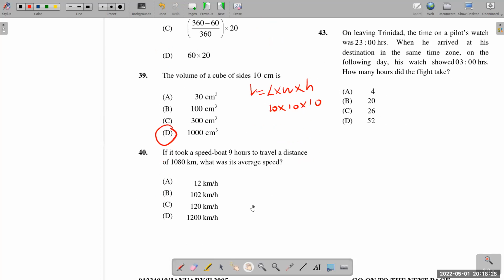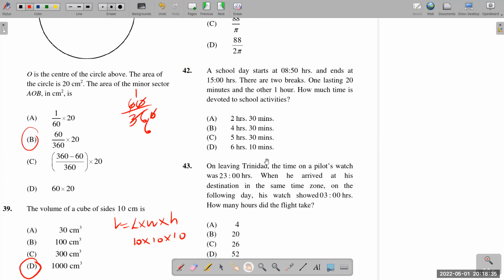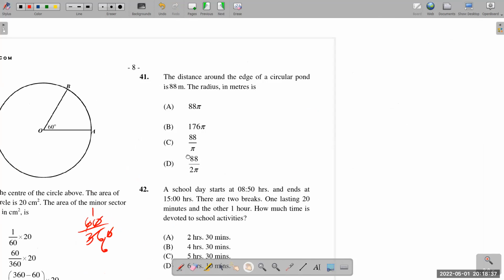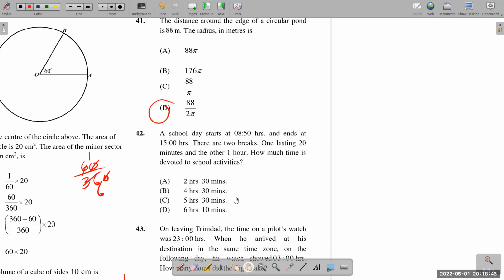Okay. All right. We did this question before. It was 120, the one with the speedboat. We did that already. We did this one already, 20. 88 over 2 pi. Yeah, I realize the more questions you do, how easy it is.